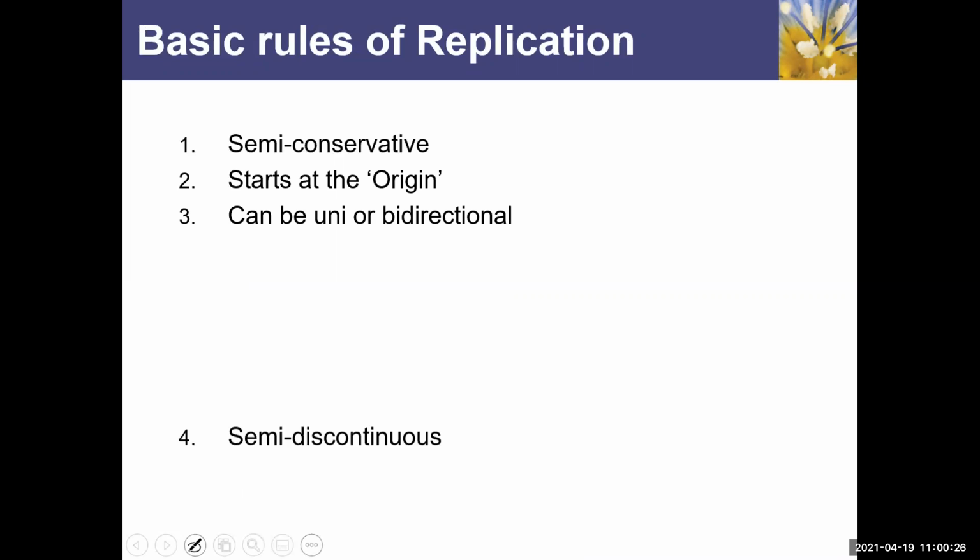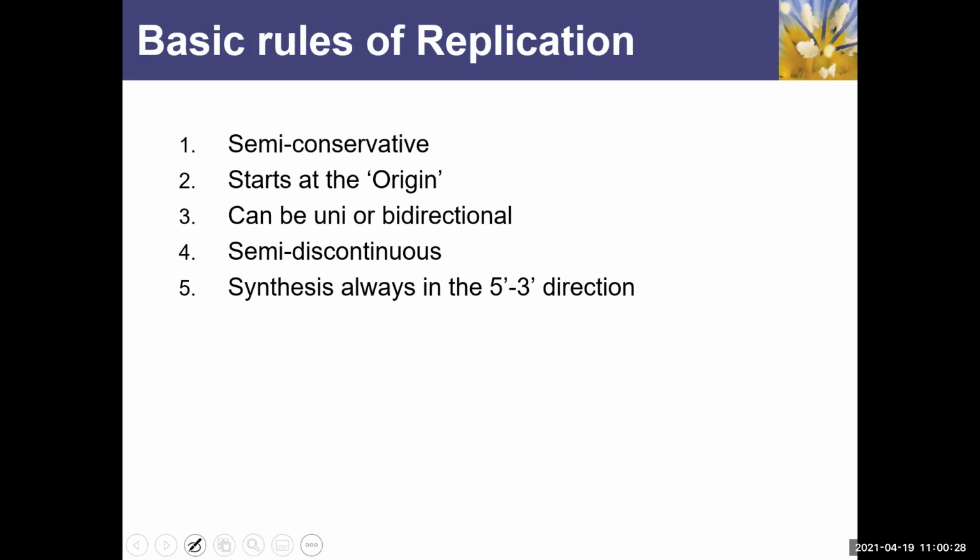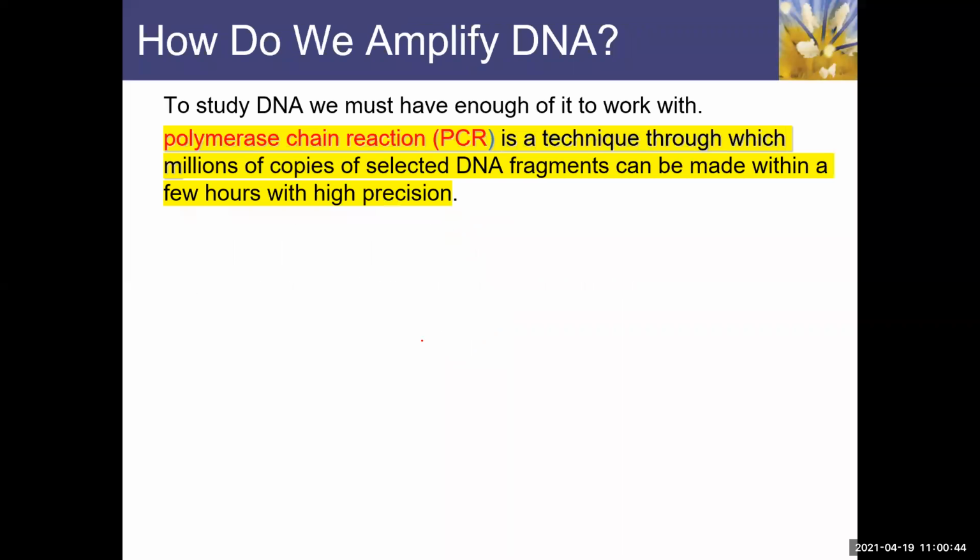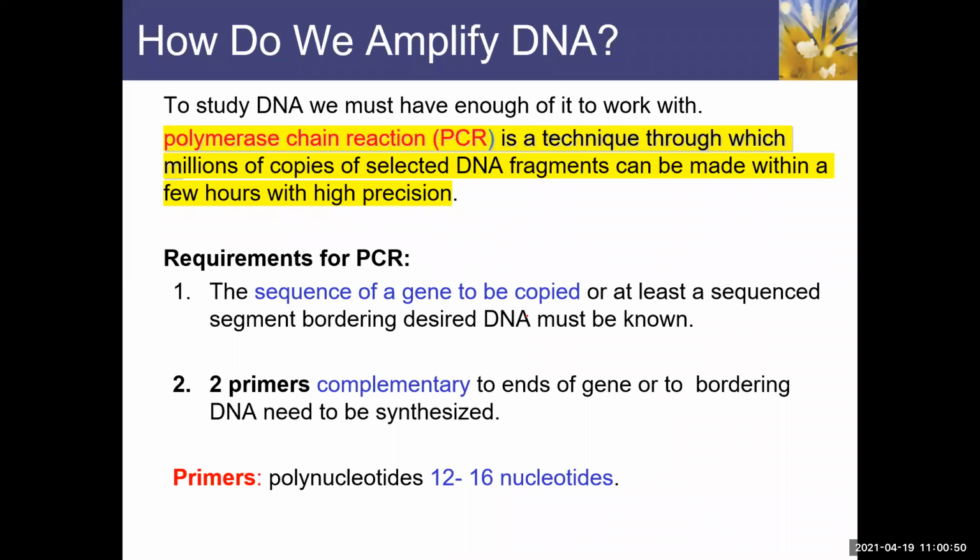So the rules of replication: it's semi-conservative, starts at an origin, and is usually bidirectional in eukaryotes. Semi-discontinuous, right? The lagging and the leading strand, and synthesis always takes place in the 5' to 3' direction. Remember these rules, and RNA primers are required. Okay, and that was about it.